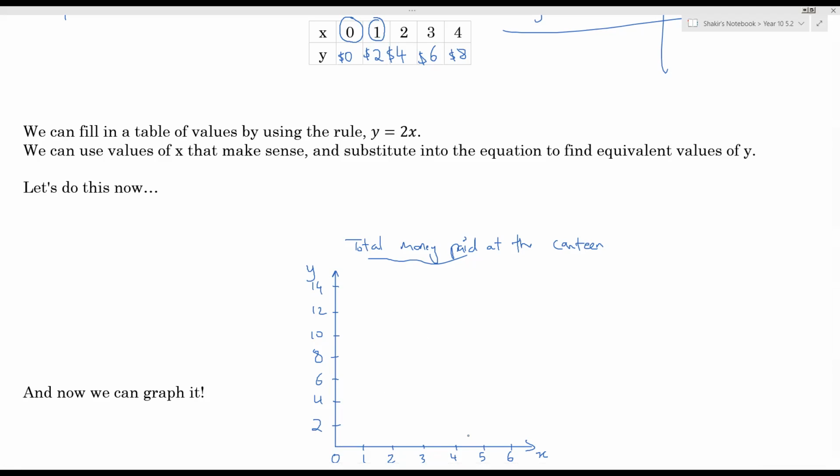It's very, very important. All right, now I can start drawing. I can start plotting my values, and I'm going to get a red pen. So when x is 0, y is 0.